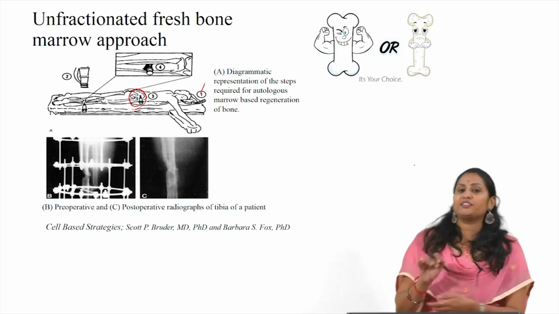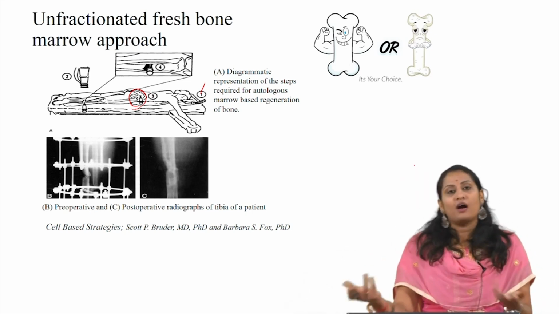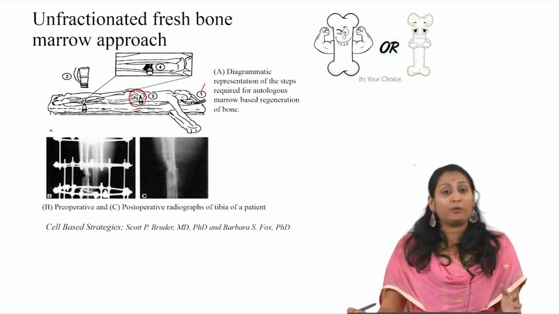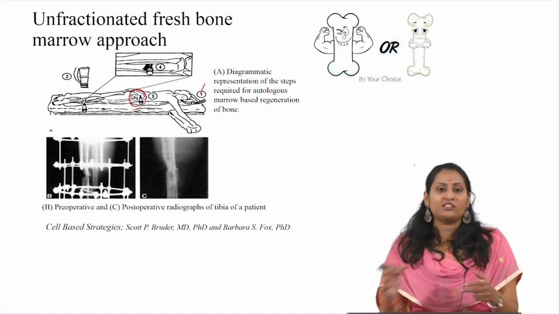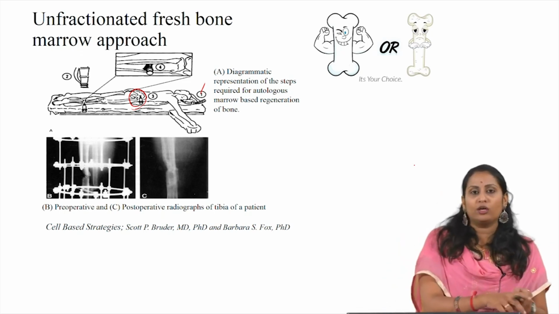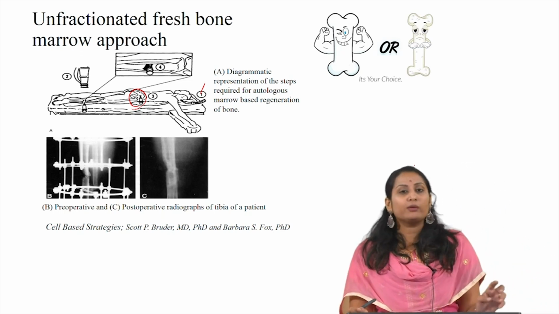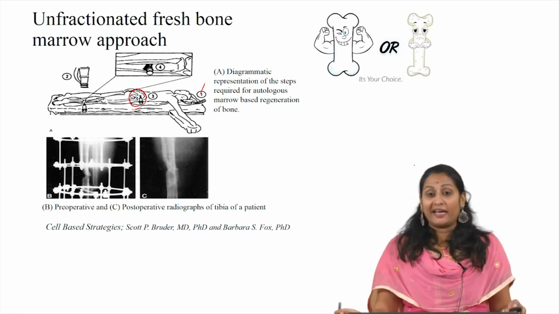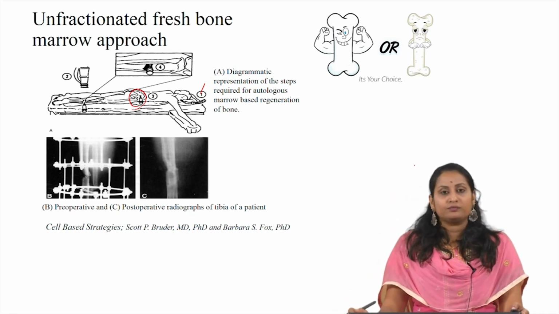But the disadvantage of this is availability. Again, it is autologous, it increases pain, and it requires 2 surgeries, where we need to remove the cells and then inject them into the defect sites. So, it requires a lot of pain and is time consuming.